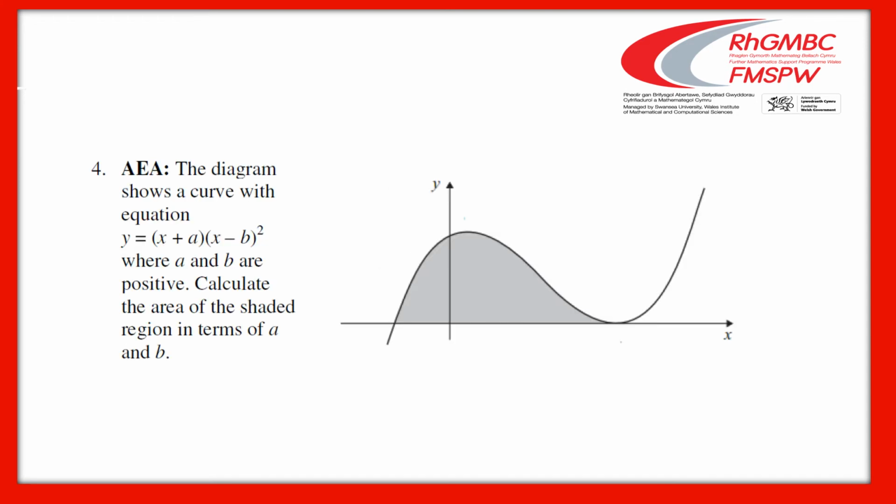Here's another question linking area and integration. If we look at the equation of the curve y equals x plus a times x minus b all squared, we can recognise again the repeated roots there with the power of 2. So we can work out where that curve crosses the x-axis before we start to integrate. So pause the video and have a go at this question.